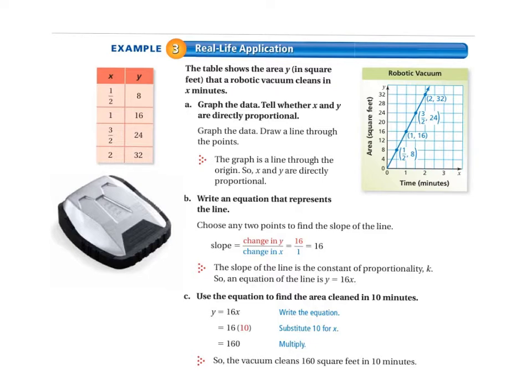Now we're going to look at the real-life application. It says the table shows the area y in square feet that a robotic vacuum cleans in x minutes. And we are going to graph the data, so that's been done for us, thank goodness. Tell whether x and y are directly proportional, so whether it's a direct variation. Graph the data, draw a line through the points. So the graph is a line through the origin, so it's a straight line and it goes through the origin, so x and y are directly proportional.